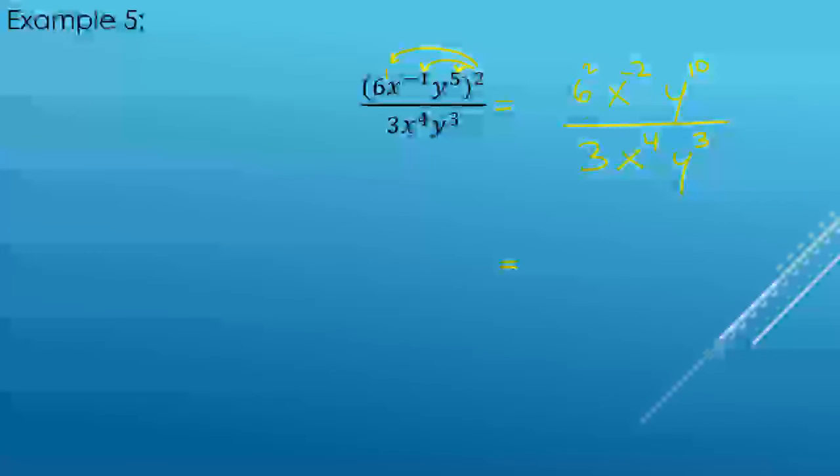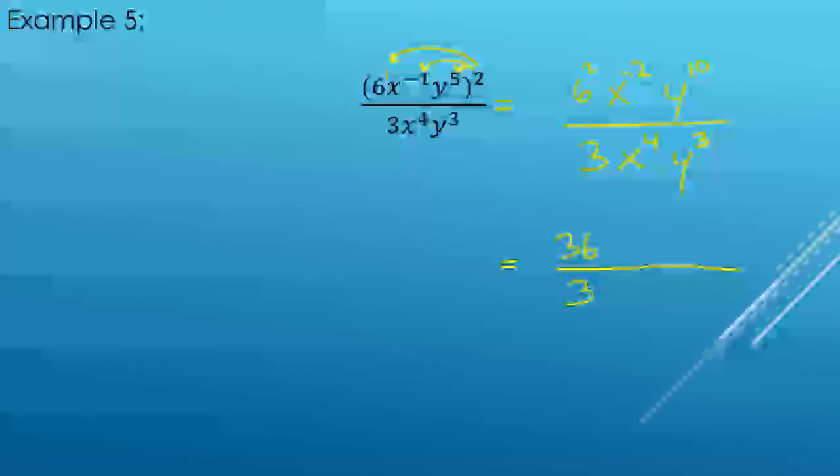Now, let's clean everything up one part at a time. I like to do the whole numbers and then the x's and then the y's, one type of like term at a time. So on top, 6 to the second power, that is 36, 6 times 6. And below, we still got that 3 hanging out. We'll come back to that later.